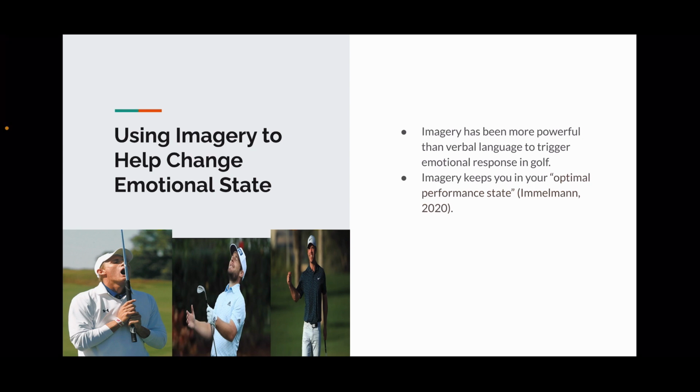So the pictures on the bottom, these are pictures of three professionals. You can see a very young Jordan Spieth, and then you can see Paul Casey, both showing two very different emotions. Being able to execute what you visualize is extremely rewarding, and you have greater emotion when you're able to perform what you visualize.